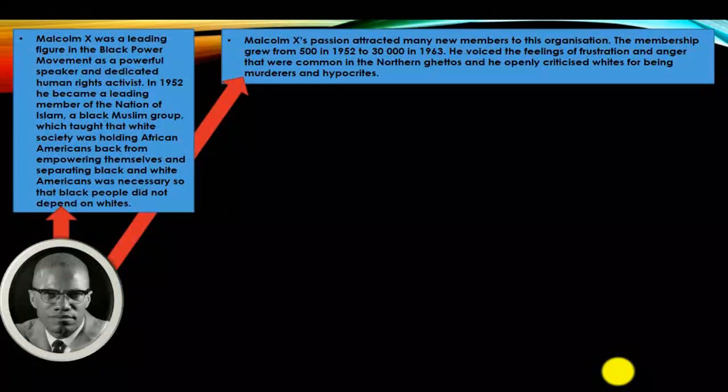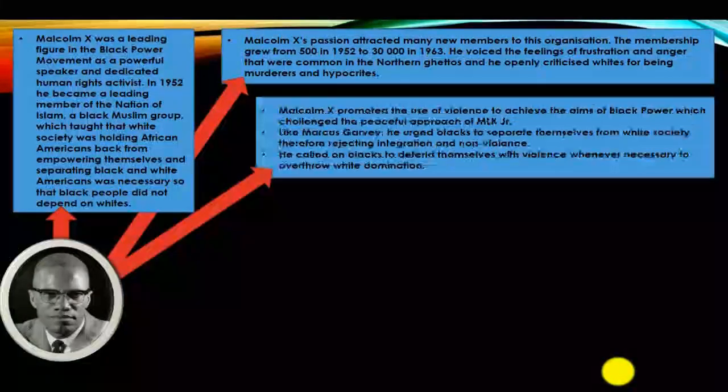His passion attracted many new members to the organization, and the membership grew from 500 in 1952 to 30,000 in 1963. He voiced the feelings of frustration and anger that were common to the northern ghettos and openly criticized whites for being murderers and hypocrites.